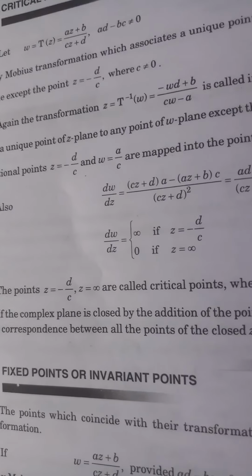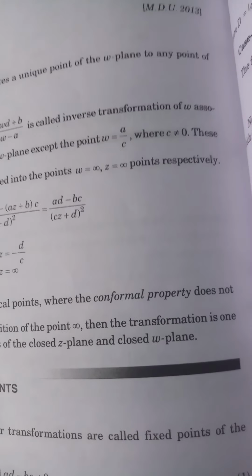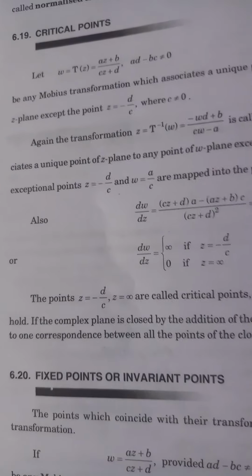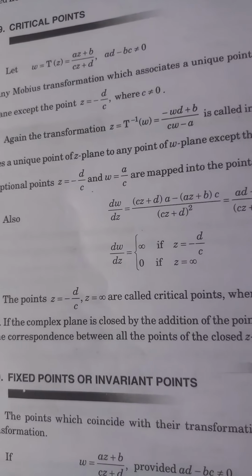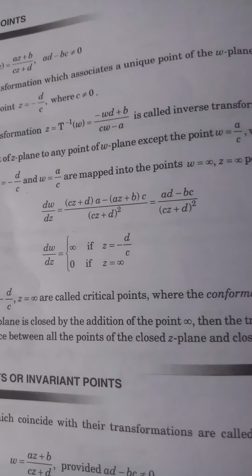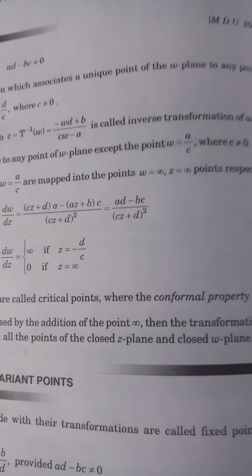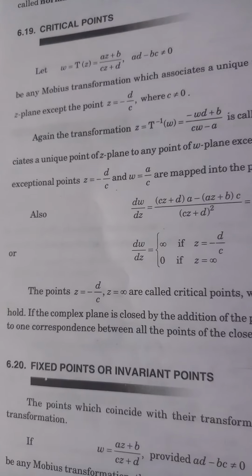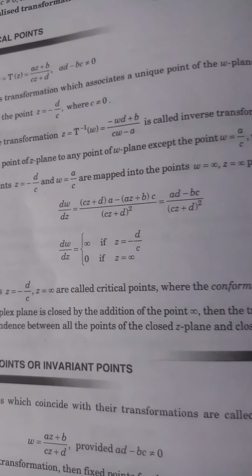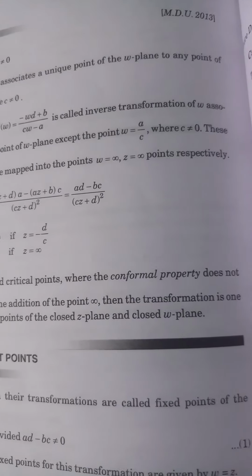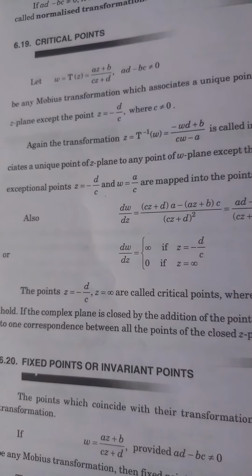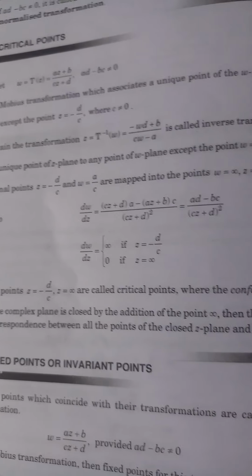The points Z equal to minus D by C and Z equal to infinity are called critical points, where the conformal property does not hold. If the complex plane is closed by the addition of the point infinity, then the transformation is a 1-to-1 correspondence between all the points of the closed Z plane and closed W plane. Again, the points Z equal to minus D by C and Z equal to infinity are called critical points.